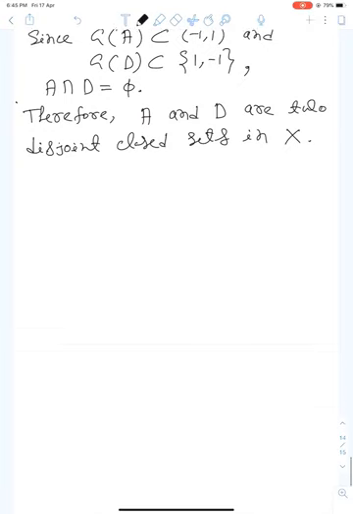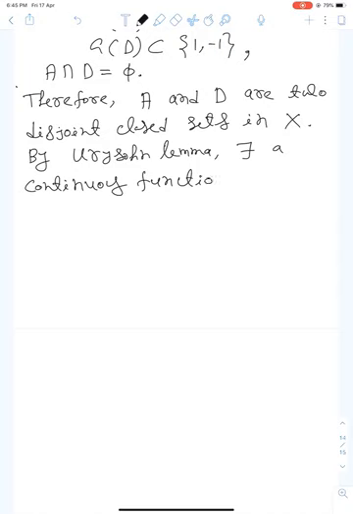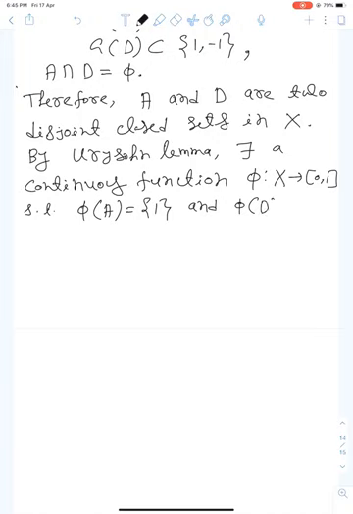So we can use the Urysohn lemma. Now by Urysohn lemma, there exists a continuous function, say phi from X to [0, 1] such that phi of A is the singleton {1} and phi of D is the singleton {0}, right?